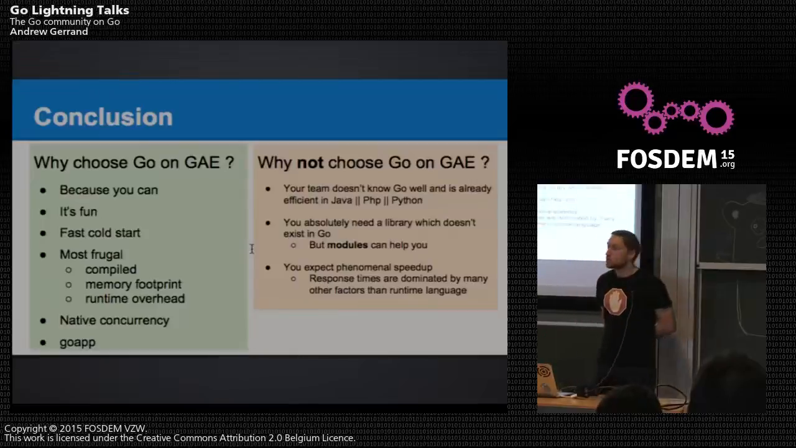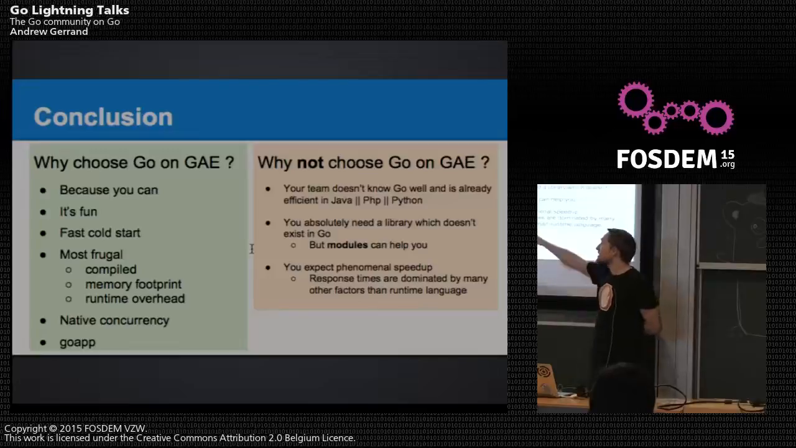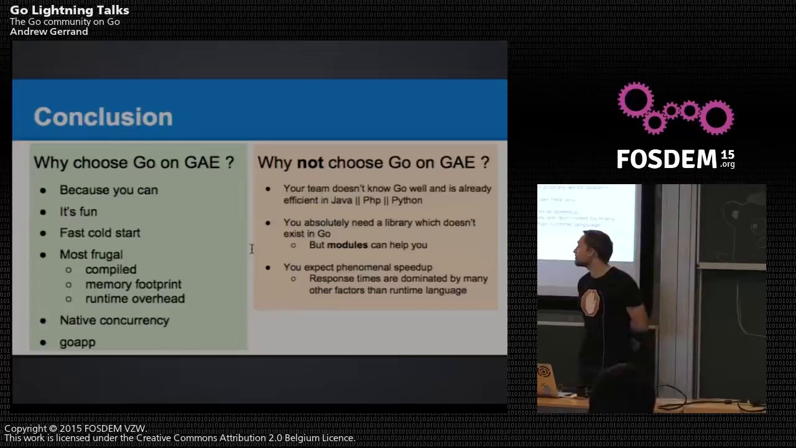So why would you choose Go on App Engine? Because you can, and it's really huge that it was made available by Google. The cold starts are very fast. You can have that problem with Java programs with a lot of libraries. It can take up to 40 or 50 seconds to start, and that's a really big problem. You don't have that with Go programs.